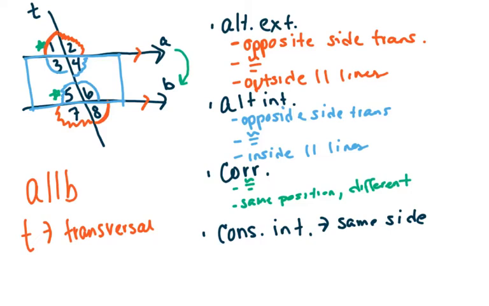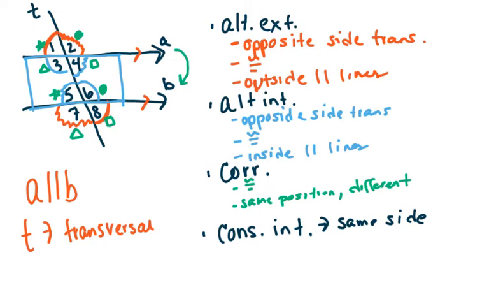Now I'm going to use circles to show the next set. So if I say angle 2, that corresponding angle then is angle 6. I'm going to use a triangle. So if I say angle 3, that corresponding angle is angle 7. And then I'll use a square. So if I say angle 4, that corresponding angle is angle 8.